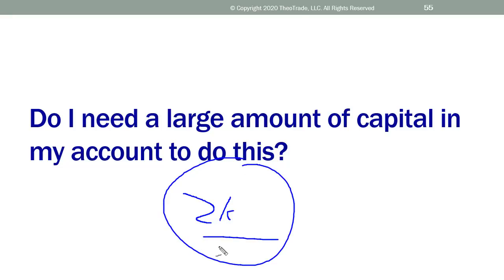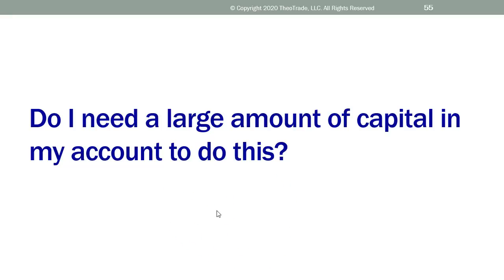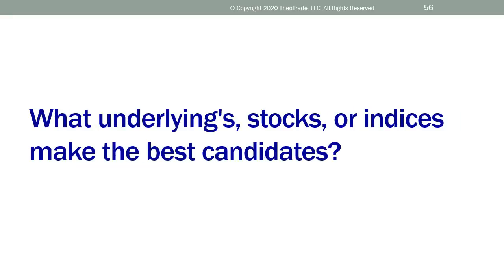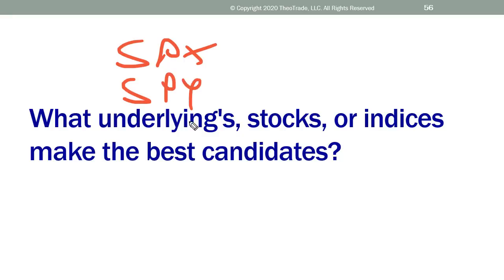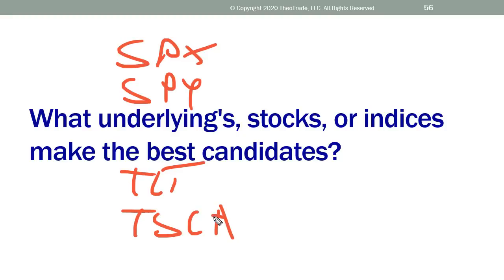That is not my rule. That is not the brokerage firm rule. That is actually a FINRA and SEC rule. In order to do these types of trades, you have to have a minimum of $2,000 in the account. Next, what underlying stocks or indices make the best candidates? So you saw a couple of different candidates that I used a moment ago. What candidates did I use? Well, the only trades that you saw: one in the SPX, one in the Spiders, one in the TLT, and one, of course, in Tesla. Those are some of the candidates.